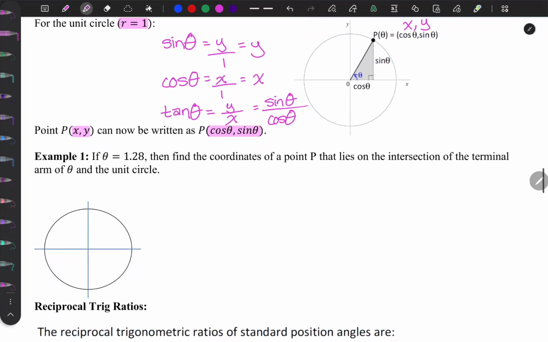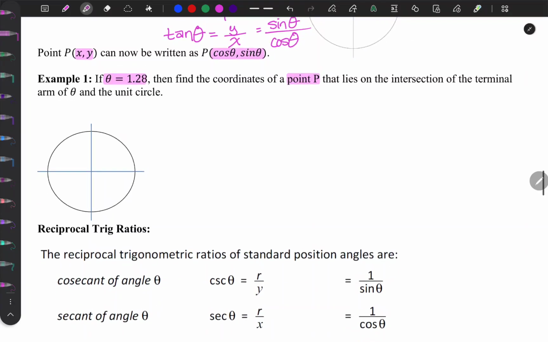So let's take a look at an example. We have an angle in radians. Theta is equal to 1.28. Let's find the coordinates of a point P that lies on the intersection of the terminal arm of theta and the unit circle. Let's start with figuring out where this angle would be. Now, if this is 0, this is pi over 2, which is approximately 1.57. So theta is going to be a little bit closer up top. Maybe this is our terminal arm. And we don't know x or y, but we do know the radius is 1.